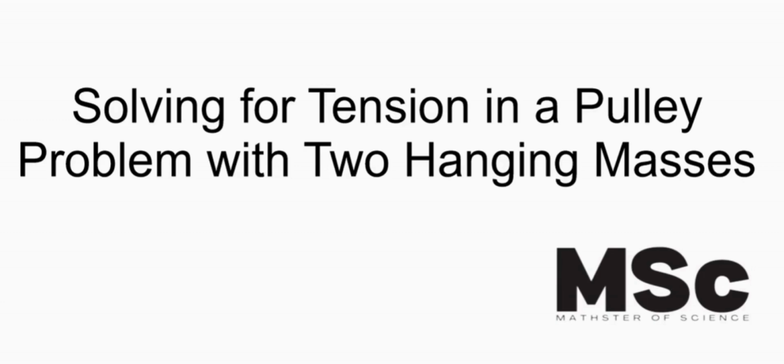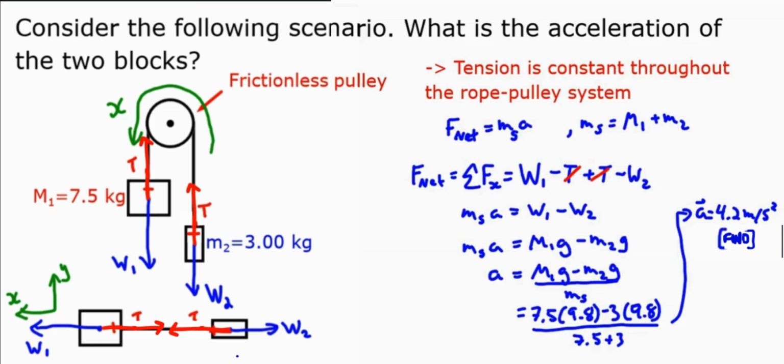In this video we're going to be looking at solving for tension in a pulley problem, and we'll use the example of two hanging masses to do this. In a previous video I solved this problem. If you haven't had a chance to check out that video, I'd recommend that you do that first. But here's the solution to two hanging masses.